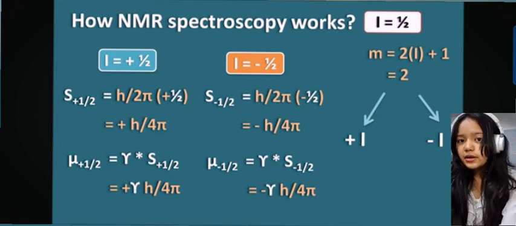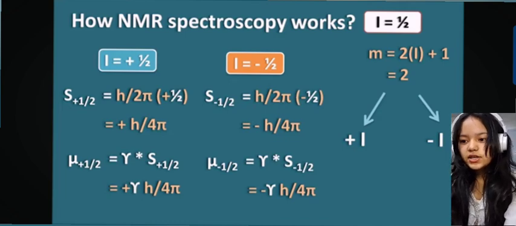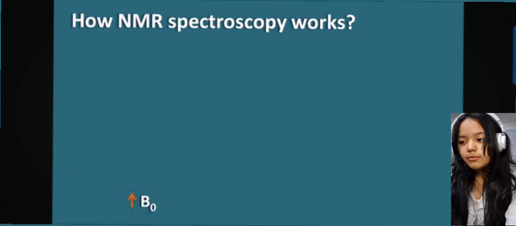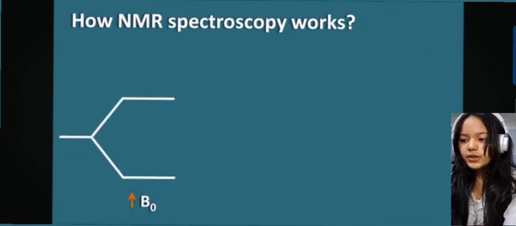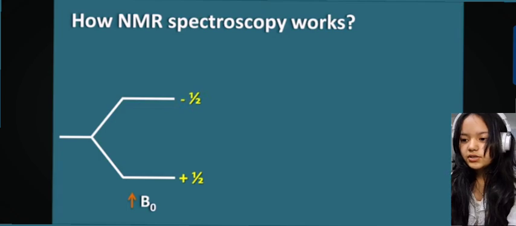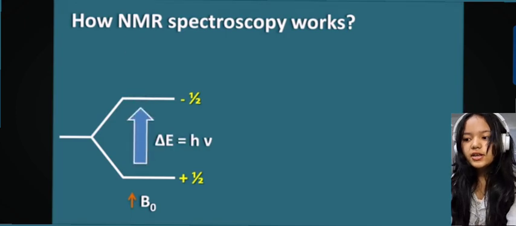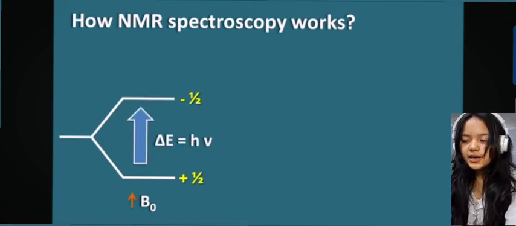By using these parameters, now we can define the energy associated with each spin state. When we apply the external magnetic field, the nucleus can have two spin states, and the one with low energy is called the plus half orientation, and the other with high energy is called the minus half orientation. And when we supply electromagnetic radiation equivalent to the energy gap delta E, then the nucleus can jump from the ground state to the excited state.